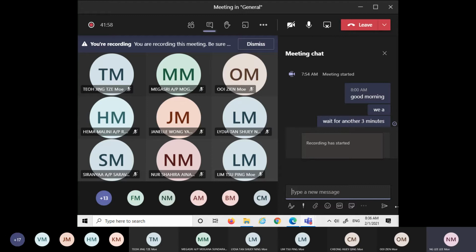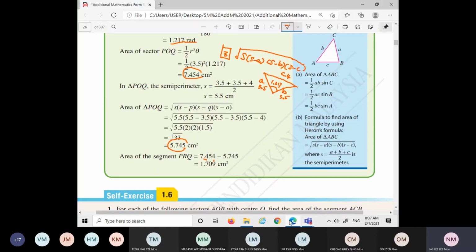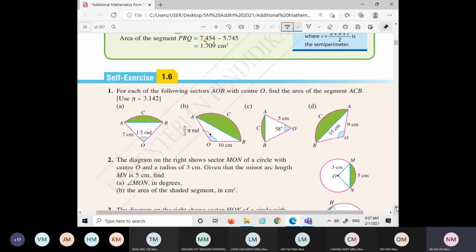So we go through a few more examples. One more example, two more examples, one and two. Now, okay, we come back here. So this 1.6 is your homework as well.